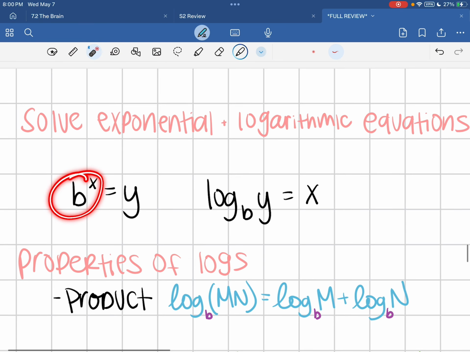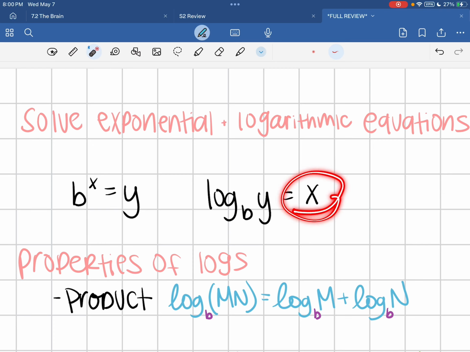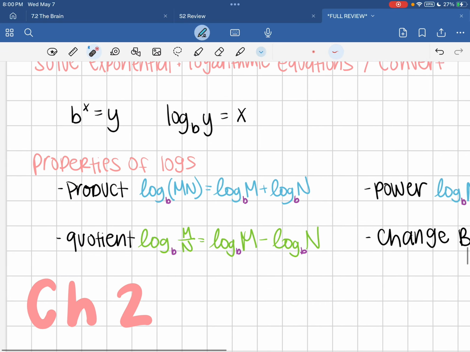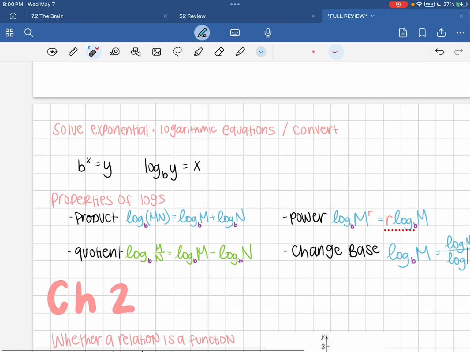Tribal said, b is the base, and then log solves for the exponent. So just be able to convert back and forth between those. Okay, the last thing for chapter 5 was properties of logs.